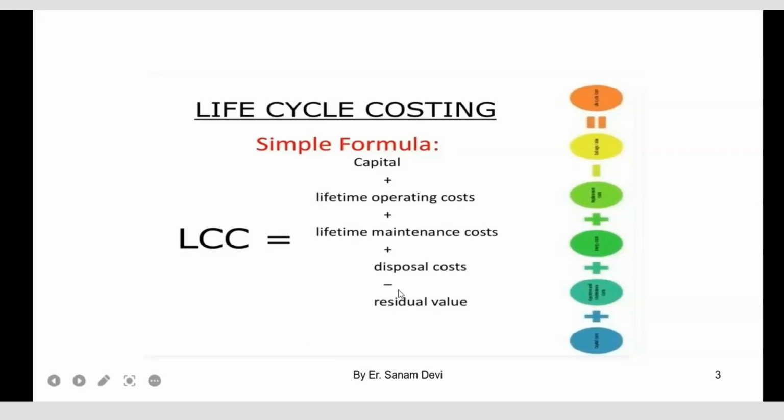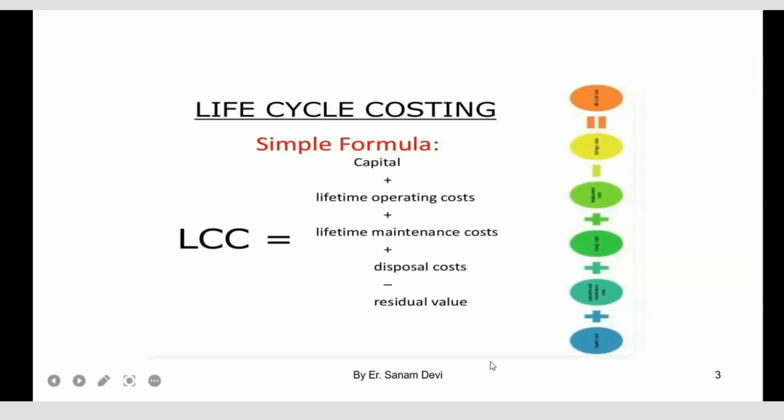Plus disposal cost. Here also disposal cost is included, minus residual value. What is residual value? Residual value is equal to scrap value. If I am riding a bike, I will use it for 5 years, and at the end of 5 years I will sell it. If I get 20,000 from selling it, that is known as residual value or scrap value. This is my life cycle costing.